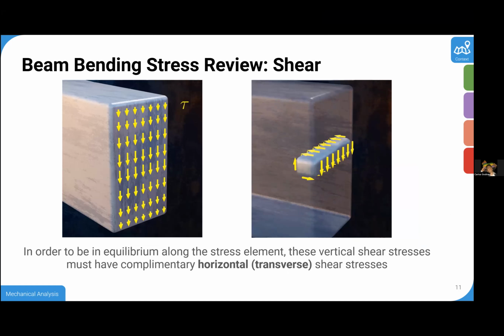For the shear stress, when we represented it, there is just a vertical force going down on that face. And in order for this face to be in equilibrium, for these vertical shear forces going down, if we pull out an individual stress element, there needs to be a complementary horizontal shear stress acting along it as well. Which is a little difficult to think about, but there's a really great way to visualize it.